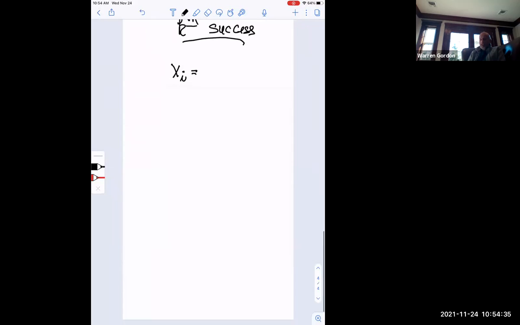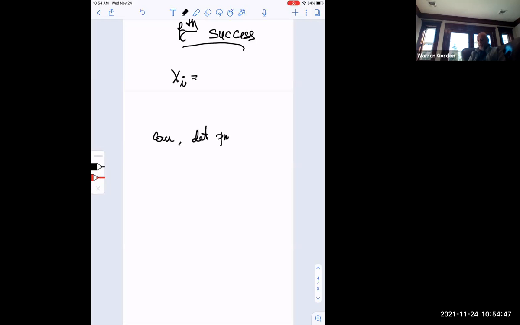For example, suppose you toss a coin. Determine the probability the fifth head occurs on the ninth toss. And I'm assuming the probability of a head is a half, okay?